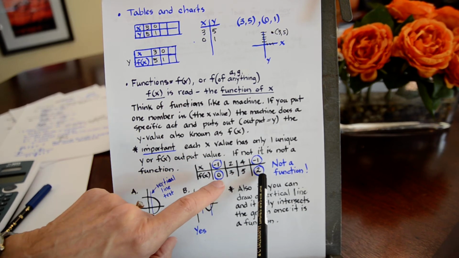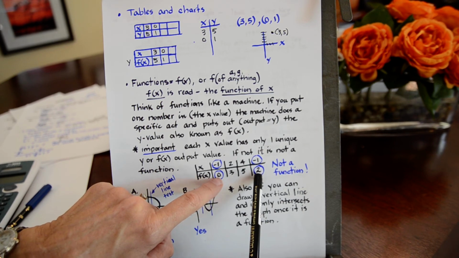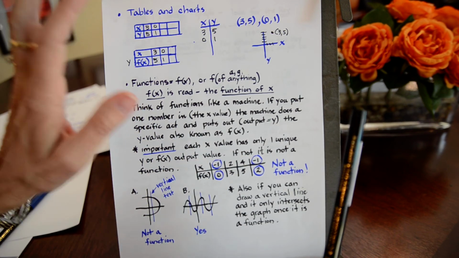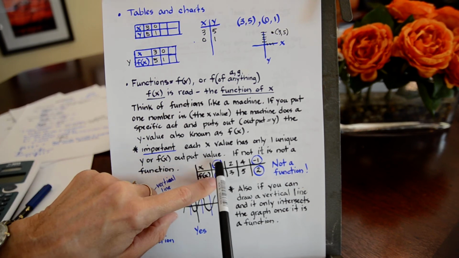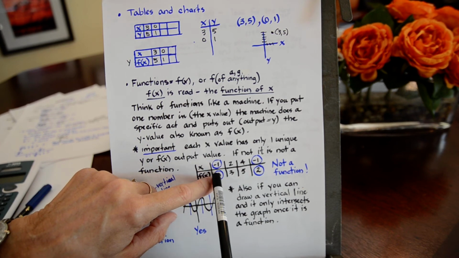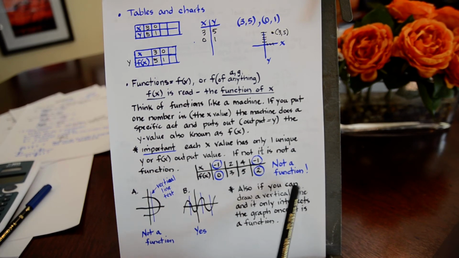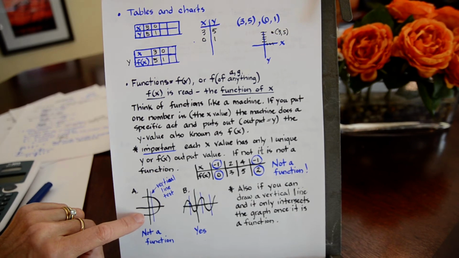Now, if I had a 0 and a 0 down here and two different numbers up here, that's okay. That's not a problem. But if you get an x, it can only have one right answer. It could never have two y values. Okay? Also, if you can draw a vertical line and it only intersects the graph once, it is a function.